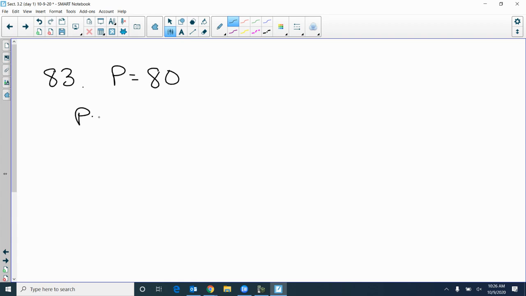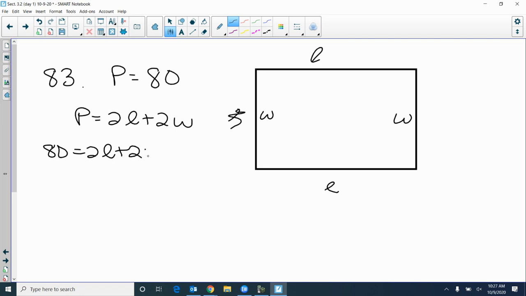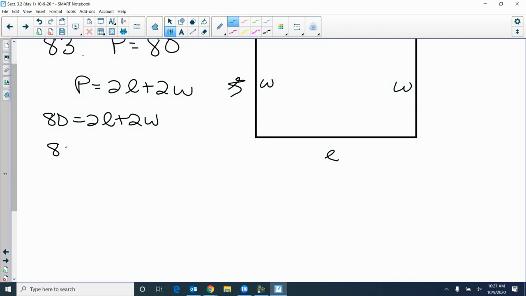So the perimeter is 2L plus 2W because we're just dealing with any rectangle, correct? So let me call that the length, the width, and 80 equals 2L plus 2W. In this case, it doesn't matter which one you solve for. You need to isolate one of them. Let's just isolate the L. 80 minus 2W equals 2 times the length, divided by 2, and I get 40 minus W equals L.